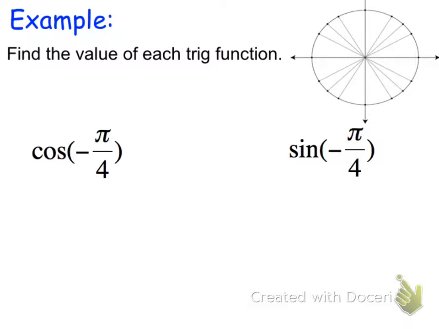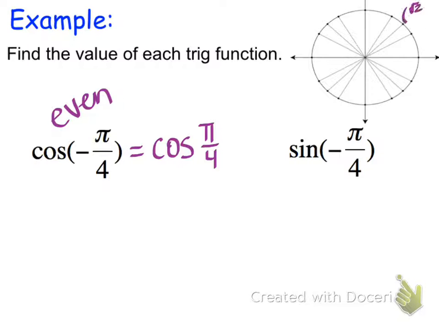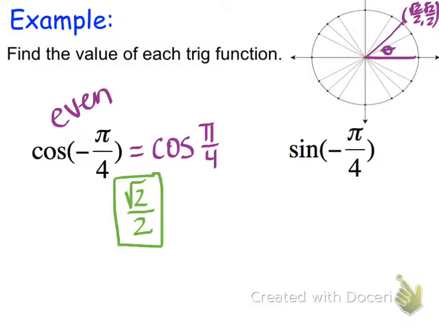So let's look at a couple examples. Here's the first one, the cosine of negative pi over 4. Now, cosine is an even function, so that means we get to ignore the negative sign, and we just get to look at the cosine of pi over 4. Now remember, that's the same point we've been dealing with, that root 2 over 2, root 2 over 2. So that means that the cosine of pi over 4 is the x value, and so the answer is root 2 over 2.